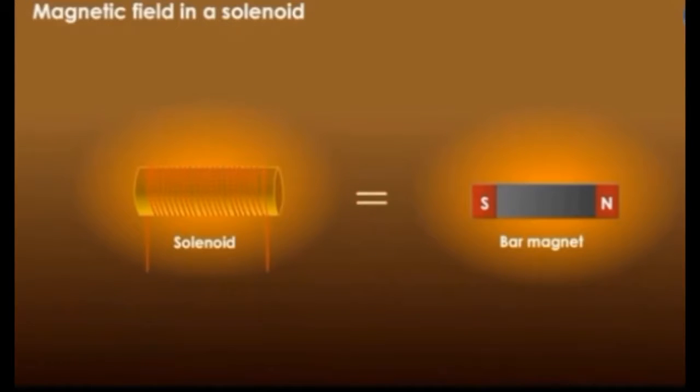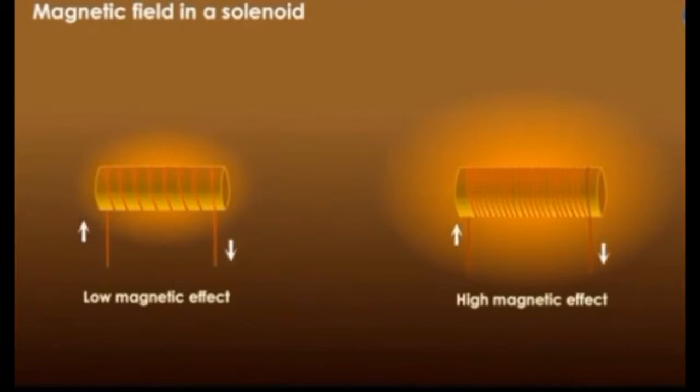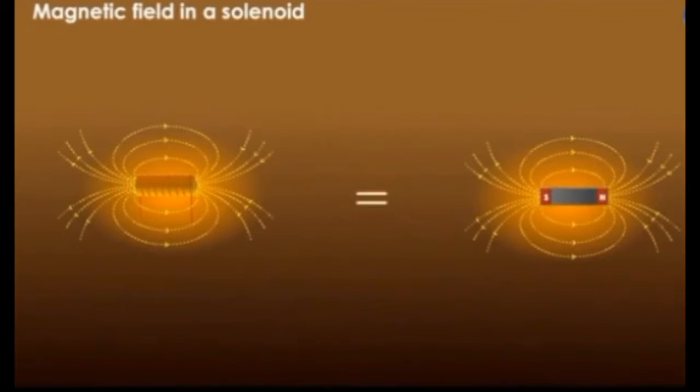Thus, this situation becomes similar to a number of small bar magnets placed end to end with their opposite poles facing each other, such that they collectively act as a bar magnet. Thus, a solenoid behaves like a bar magnet. So it is clear that if the number of turns in a solenoid increases, then the magnetic effect also increases. The magnetic field around the solenoid is similar to the magnetic field around a bar magnet.